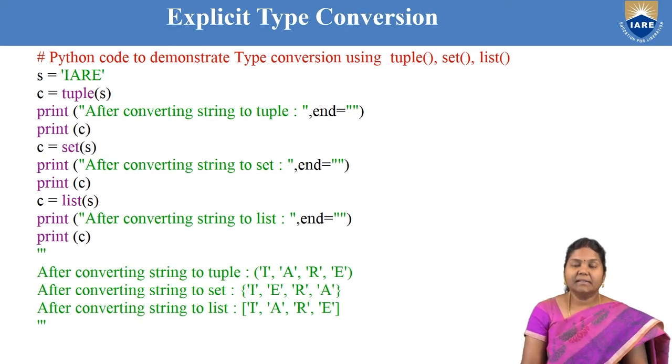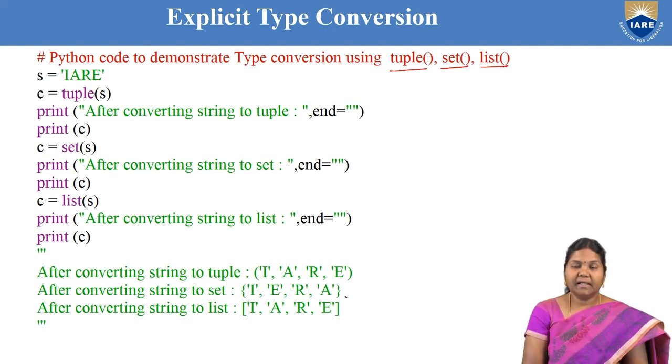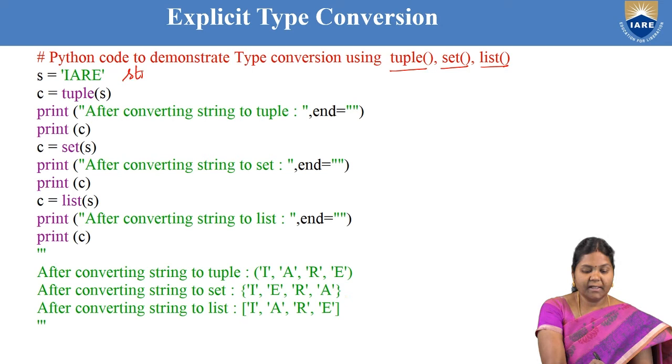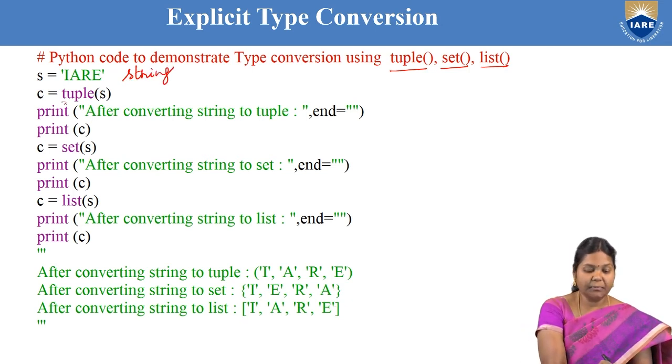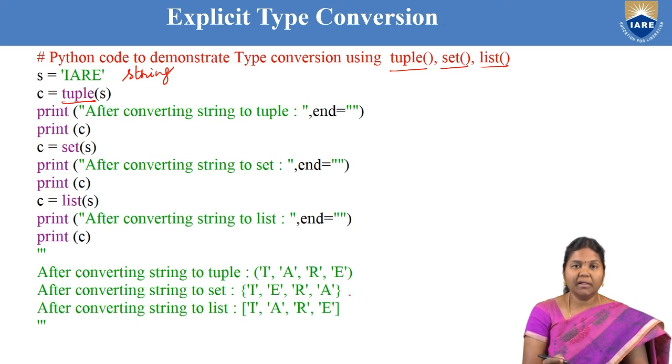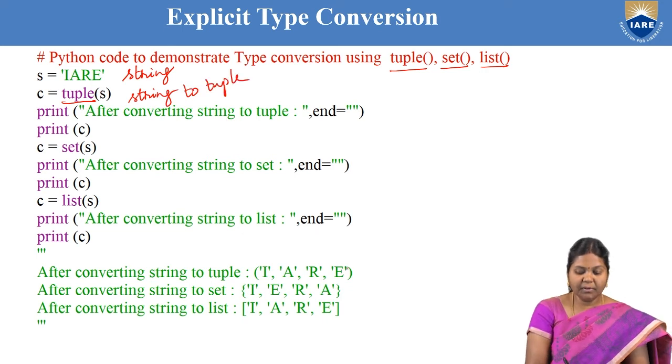Now let us see one more example using the explicit type conversion functions tuple, set, list and so on. Now suppose S is a string containing IARE. Now convert this into a tuple. Using the tuple method, we are converting the string into a tuple. So it is converting from string to tuple. How will it look? You can see the tuple bracket, the normal parenthesis, IARE. This is a tuple now.